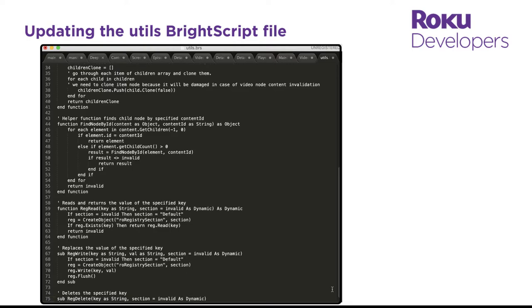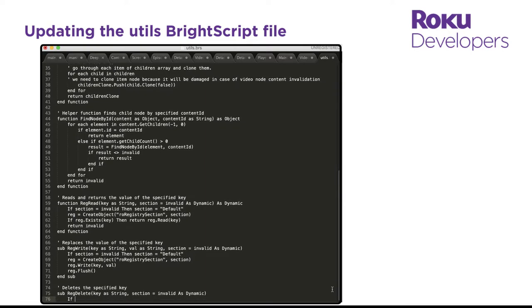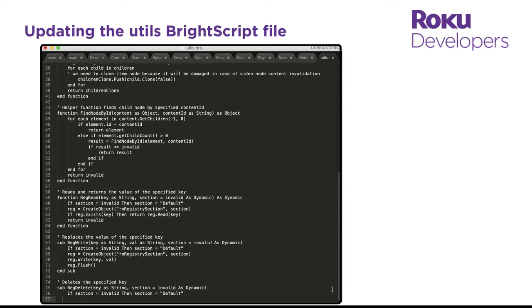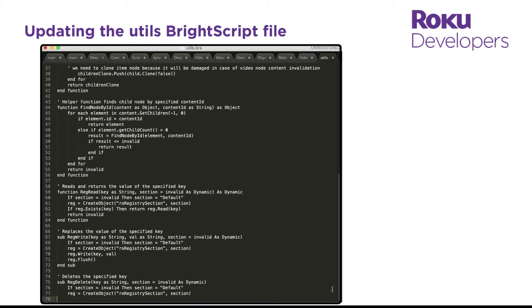Just like we did for the other two methods, we'll first check whether a registry section was passed into the method. If not, we'll set the name of the device registry to be used to default again. And then create a registry section, and like before, we do this by creating an RO registry section object with a name stored in the section attribute, and we save the registry section object in a reg reference variable. Now we'll call the registry section's delete method with a key that was passed into the regDelete method.